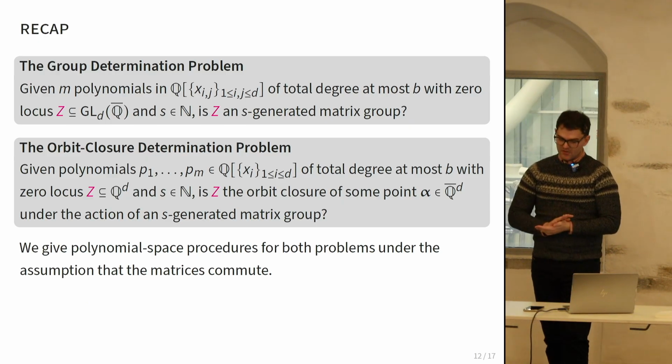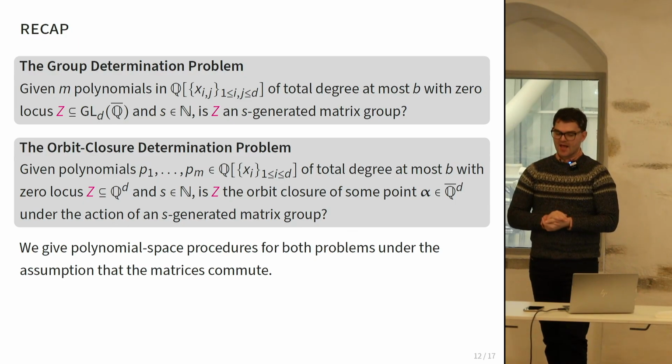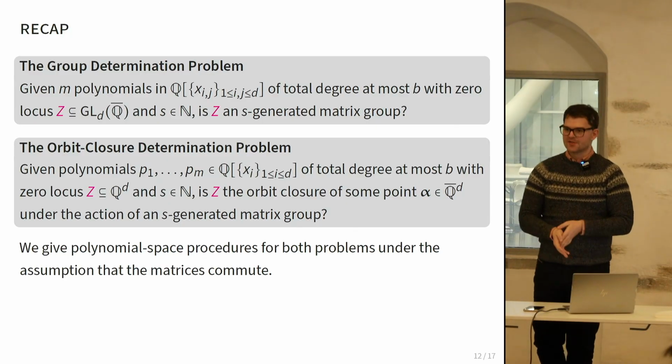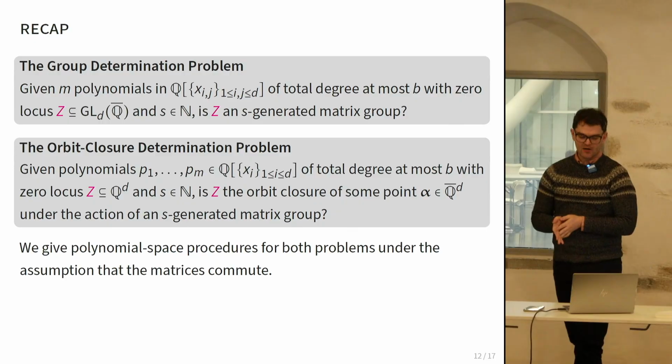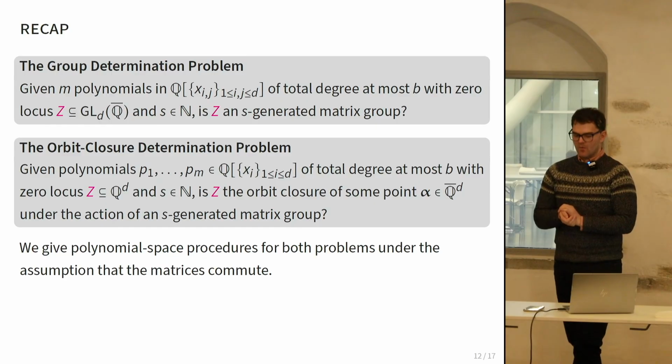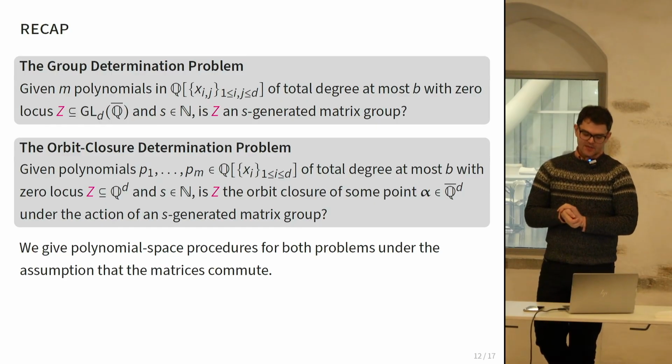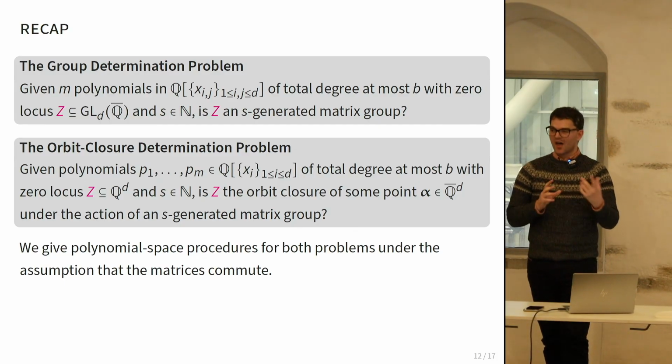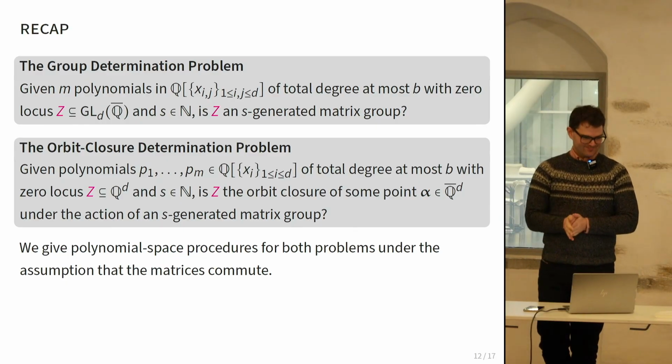We consider 2 problems, group determination and orbit closure. Orbit closure being the one that generalizes loop synthesis that we saw at the very start. And when you parameterize the problems in this very specific way, which I've done in this slide, we have polynomial space procedures for both of these problems under the assumption that the matrices commute. Thank you very much.